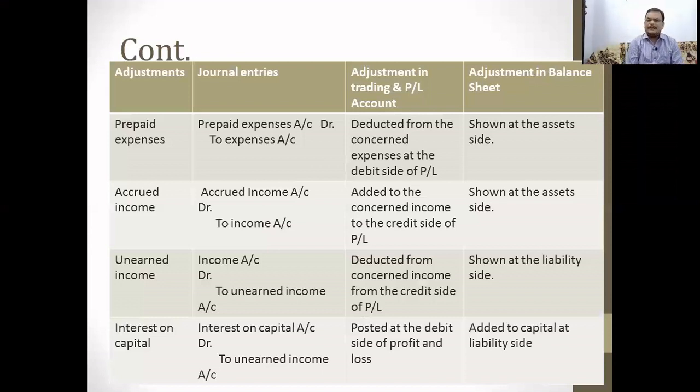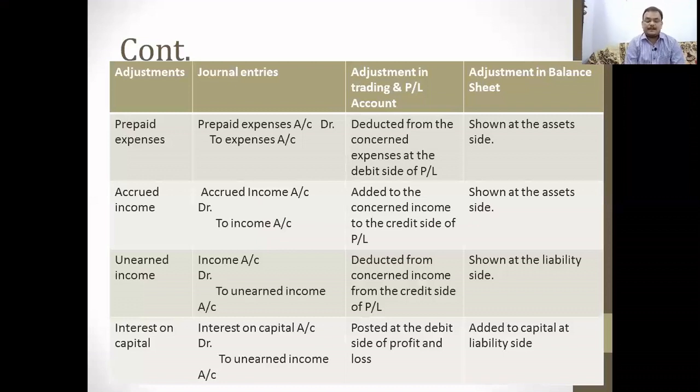Okay, accrued incomes are those incomes which have occurred in this particular financial year, and the journal entry passed is accrued income account debit to income account, and that should be added to the income on credit side of profit and loss account and shown at the asset side of balance sheet. Unearned income account debit to unearned income is the journal entry for this transaction, and that should be deducted from the credit side of profit and loss account, and this should be shown at the liability side of balance sheet.